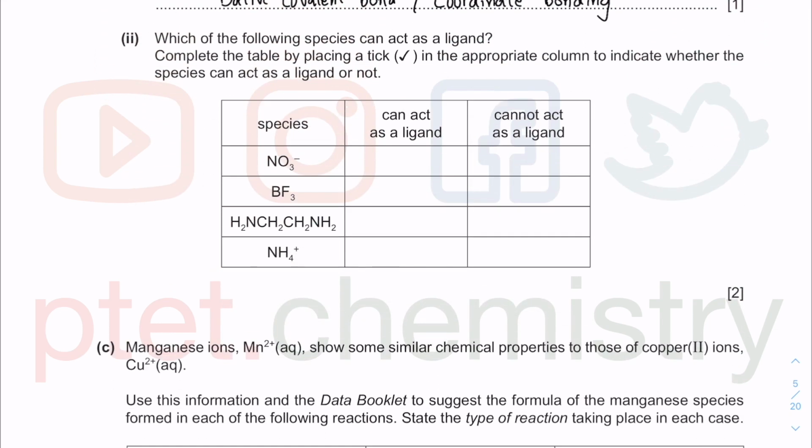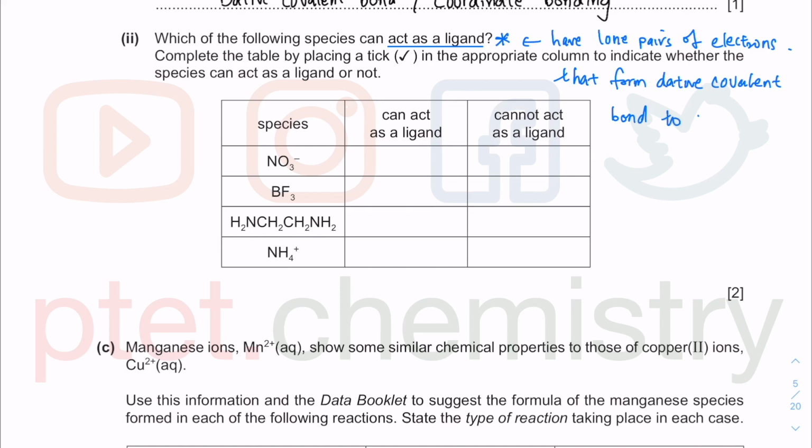In the following question, which of the following species can act as a ligand? Definition of a ligand. So it has lone pairs. Lone pairs of what? Lone pairs of electrons. And what does the lone pair of electrons do? They will form dative covalent bond. So they are the one with the electrons, and they will donate both the electrons in the covalent bond. And what do they donate to? They donate it to the metal center, which could be atom or ion. Now what we have here is NO3-.